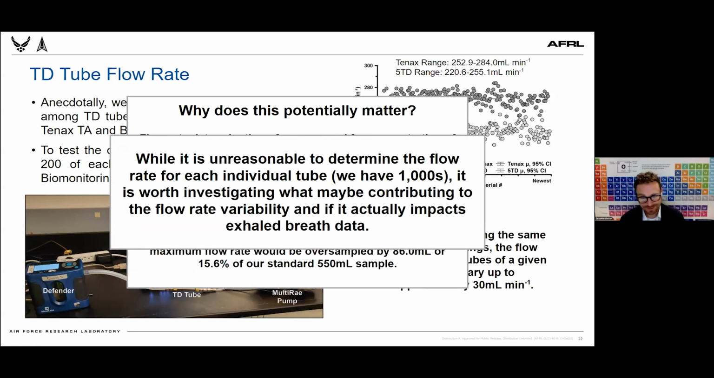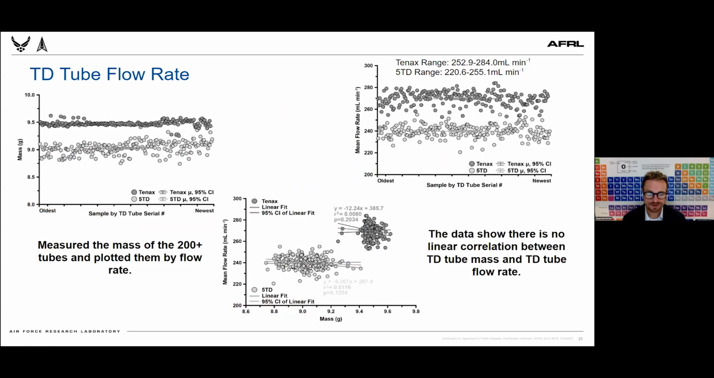I have over 1,000 tubes, and so determining the flow rate for each individual tube isn't really feasible, at least in my lab. But it would be nice to know whether there is an impact. So what we did is we wanted to know first, does the mass of the tube correlate to the flow rate, i.e. more packing, harder to get through, less packing, easier to get through?